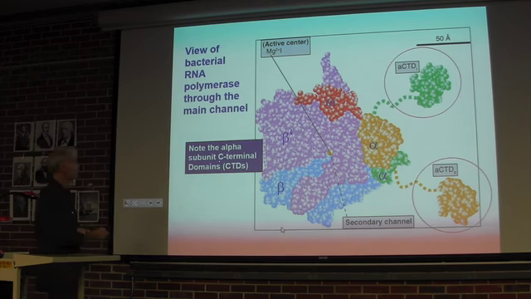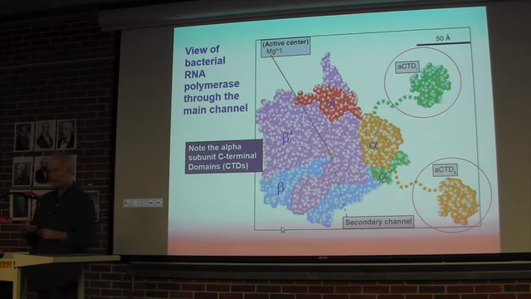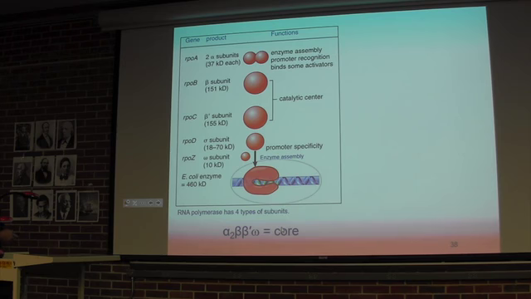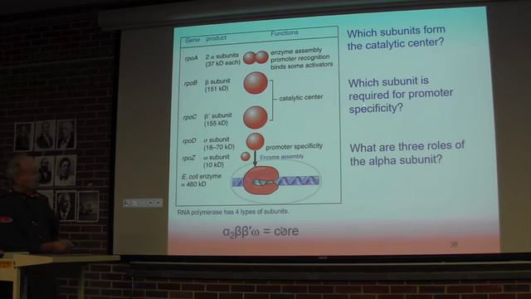The alpha subunit has C-terminal domains. They interact both with DNA and with regulatory proteins. So let me see here. Which subunits form the catalytic center? Beta prime and beta. Which subunits are required for specificity? The alpha.